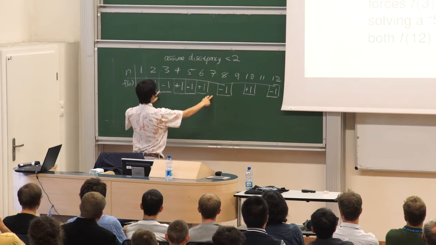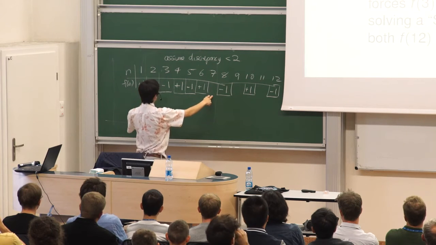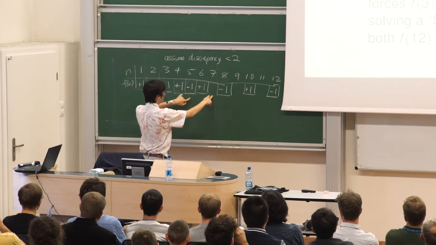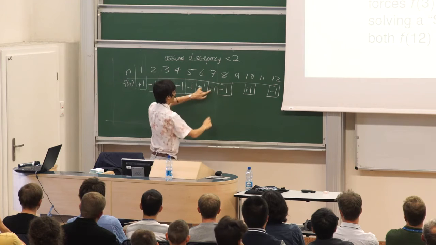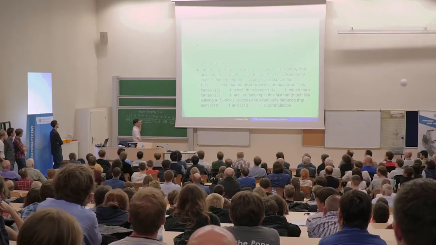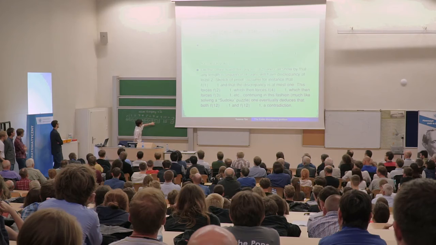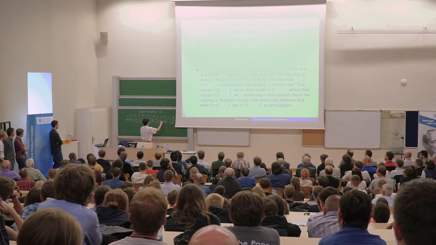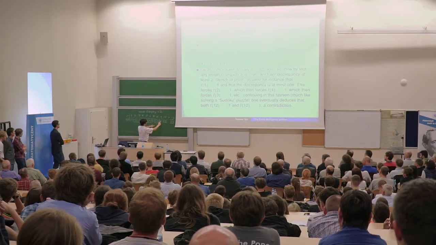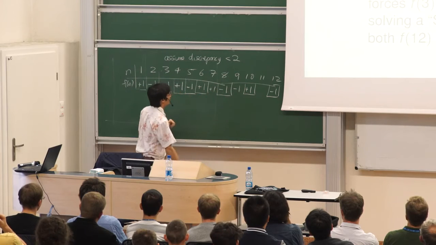Let's see. Minus 1, minus 1, minus 1, 1, minus 1, 1. This has to be plus 1 to balance this minus 1. Otherwise, the whole sum is minus 2. Similarly, 9 has to be minus 1. Okay, well, you can just trust me. If it's plus 1, the whole thing would be plus 2.